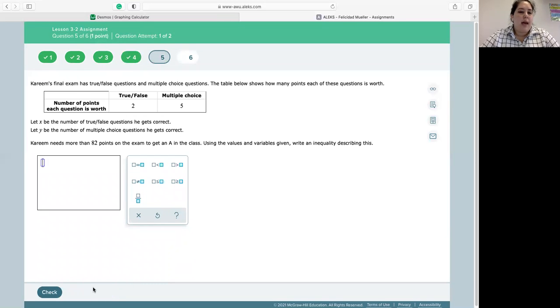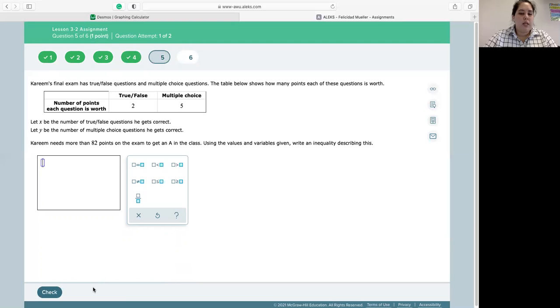All right, so next we have our word problem. Kareem's final exam has true, false questions and multiple choice questions. The table below shows how many points each of these are worth. Let X be the number of true, false. Let Y be the number of multiple choice that he gets correct. And he needs more than 82 points on the exam to get an A in the class. So using the values and the variables given, write an inequality.